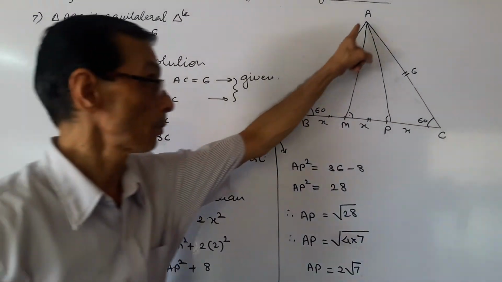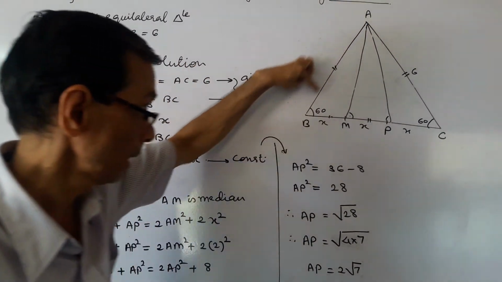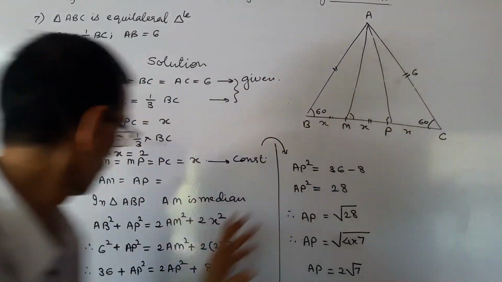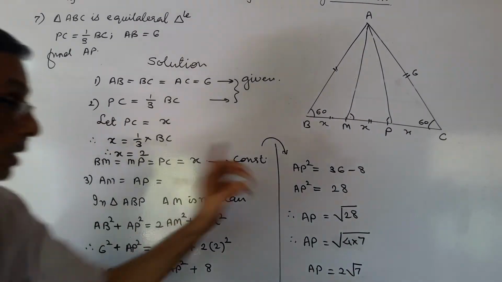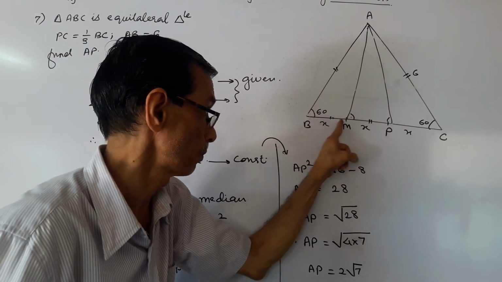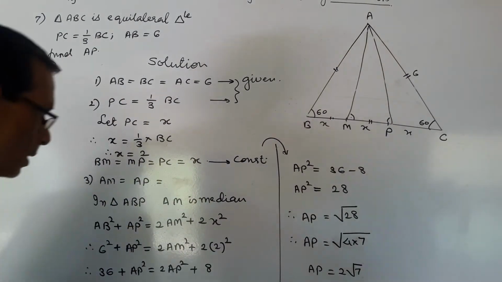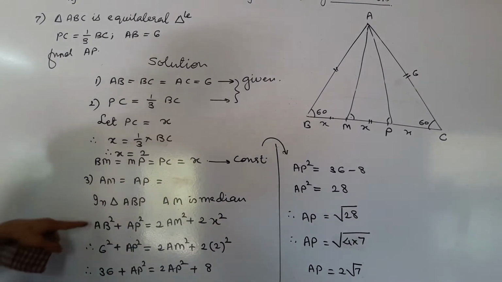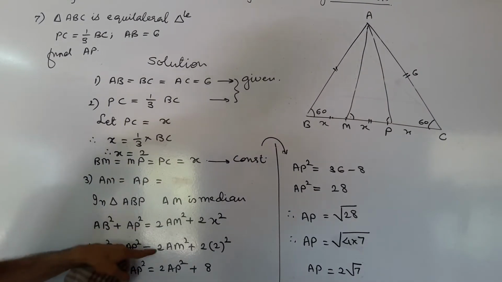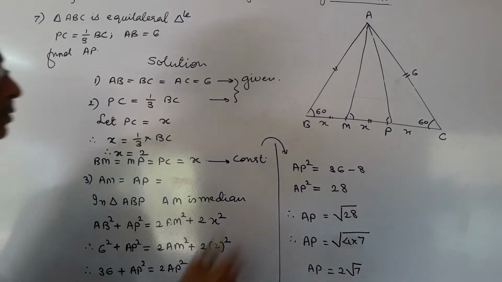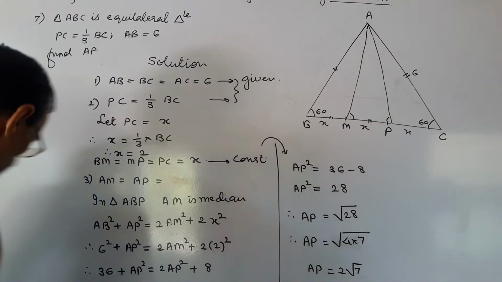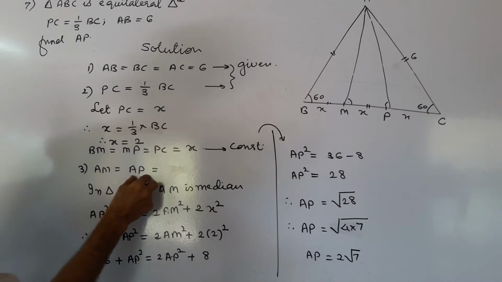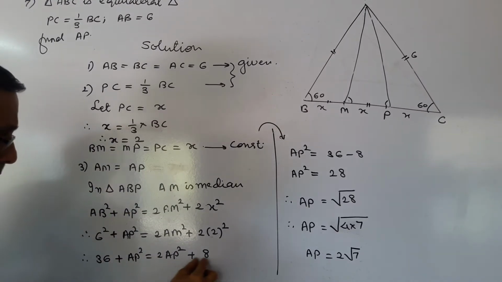Now here let's apply Apollonius's theorem to triangle ABP. So we know AB square plus AP square is equal to 2AM square plus 2BM square. Therefore, AB is 6, so 6 square plus AP square is equal to 2AM square plus 2 times 2 square. And on simplifying we get 36 plus AP square is equal to 2AM square plus 8, but AM equal to AP.